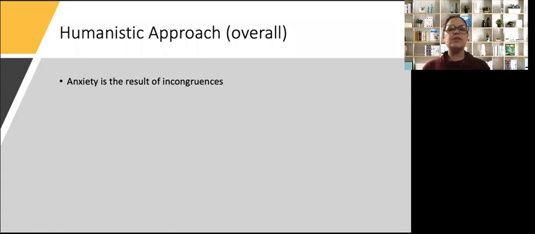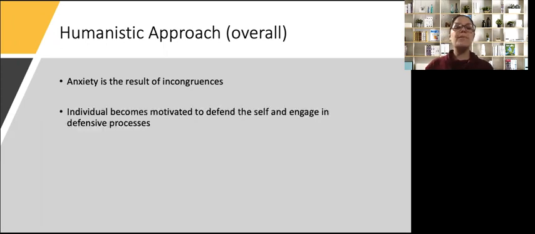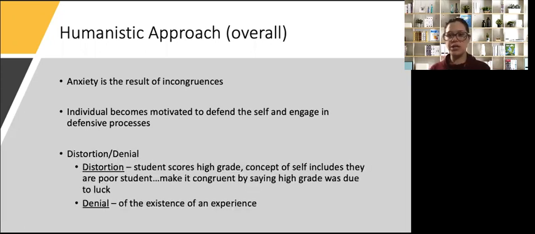So according to the humanistic approach, feelings of anxiety are the result of incongruences, or that mismatch between your sense of self and your experiences. So you become motivated to defend your sense of self and engage in defensive processes such as distortion or denial to make sure that that sense of self and your experience match, so to keep the congruency. So let's talk about distortion.